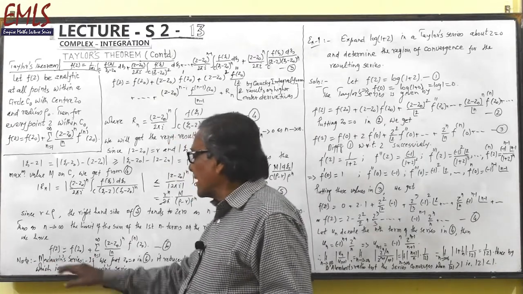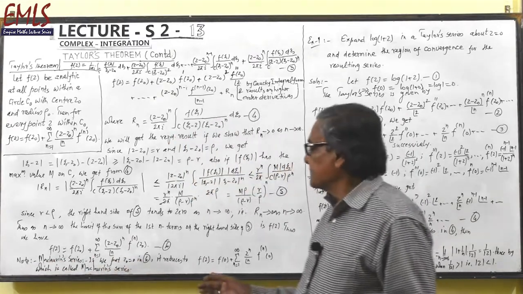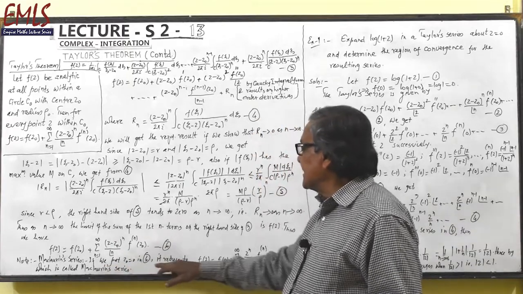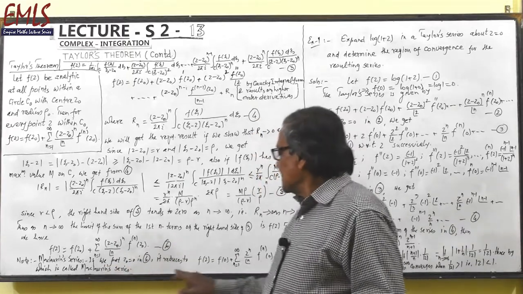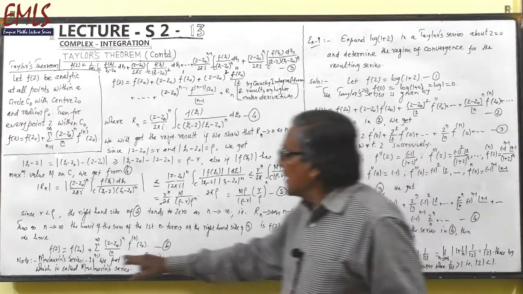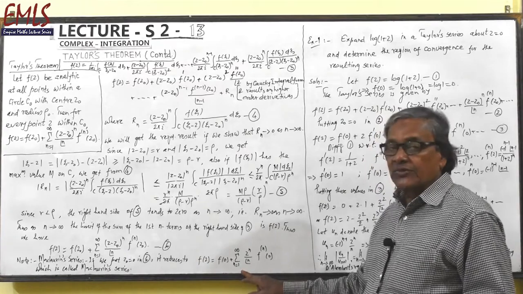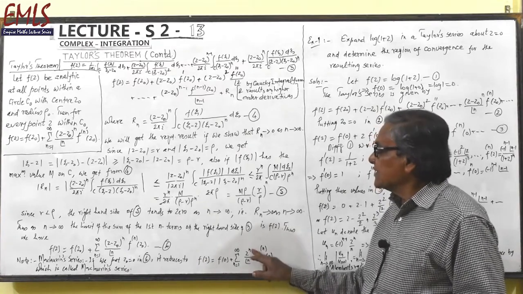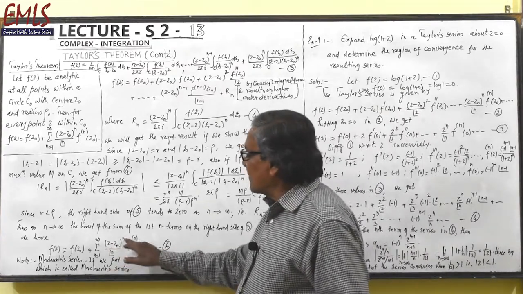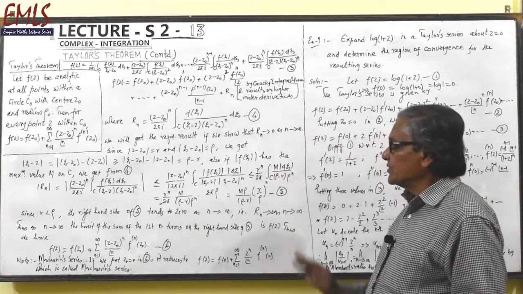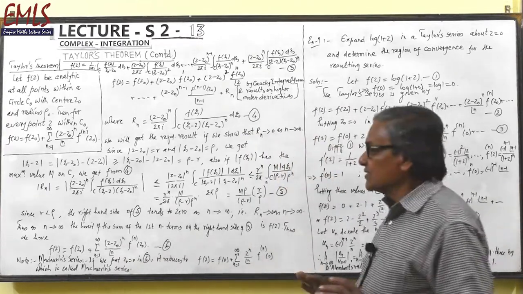Note, Maclaurin series. What is Maclaurin series? If we put z0 equal to 0 in 6, it reduces to f(z) equal to f(0) plus sigma over n equal to 1 to infinity z to the power n by factorial n, f^n(0). This is called Maclaurin's series.